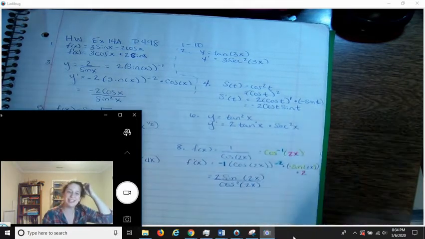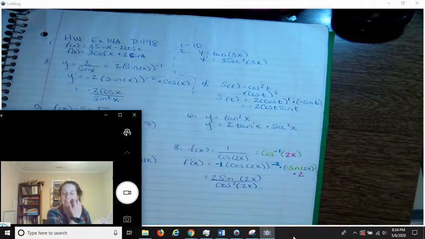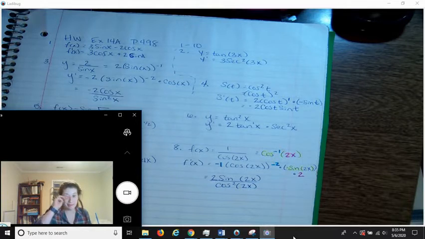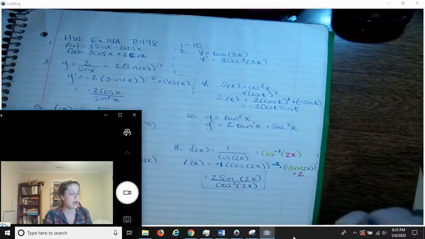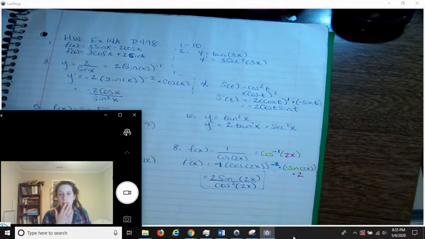I should check the answers in the back of the book. They may have simplified this as 2 tangent 2x secant 2x or something like that. Hopefully that's not the case and we can just leave it like this. I'll double check it before I post solutions and I can show you how to fix it, I guess.